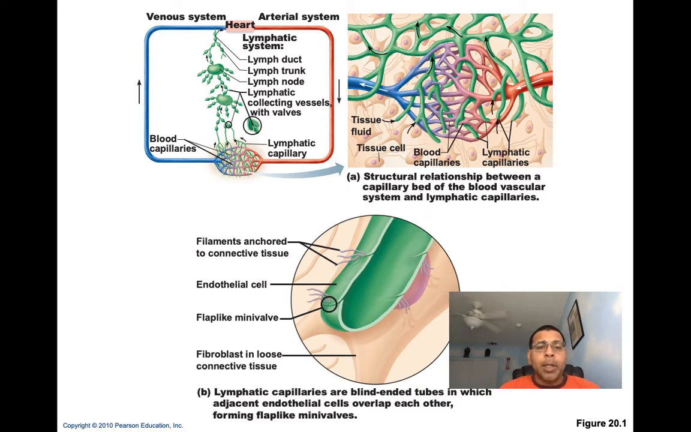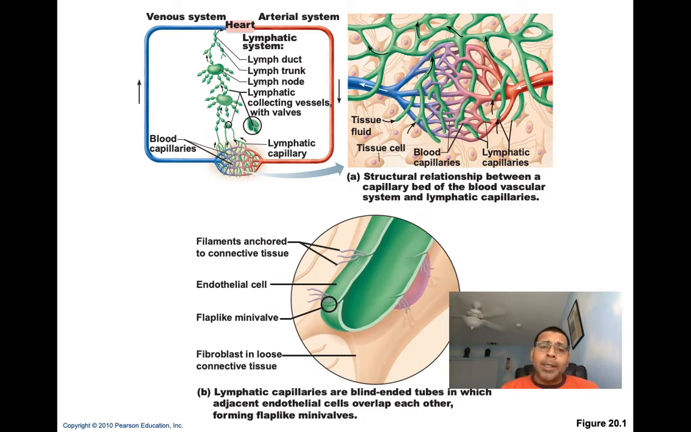Next, we have our lymphatic collecting vessels. These lymphatic capillaries are going to be responsible for routing lymph to the lymphatic collecting vessels. These collecting vessels receive lymph from the capillaries, as we've just mentioned, and they have the same three tunics as veins do. However, they are thinner walled. The lymphatic collecting vessels have more internal valves, and they anastomose more.